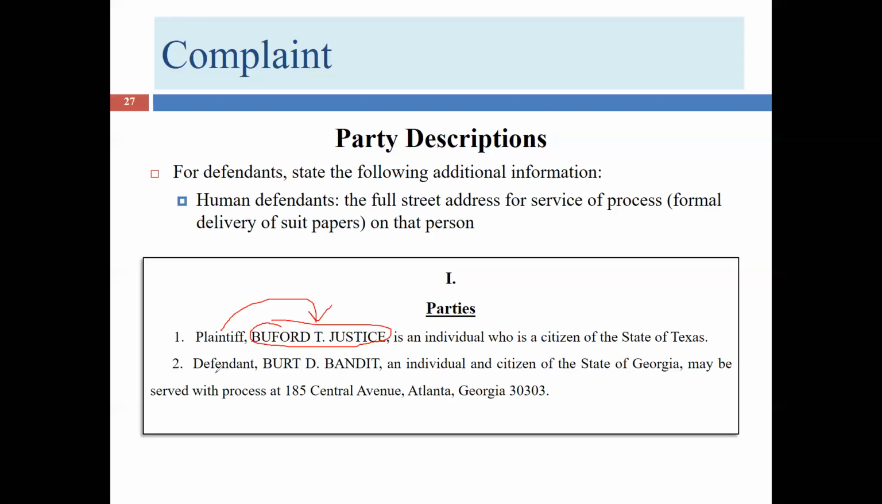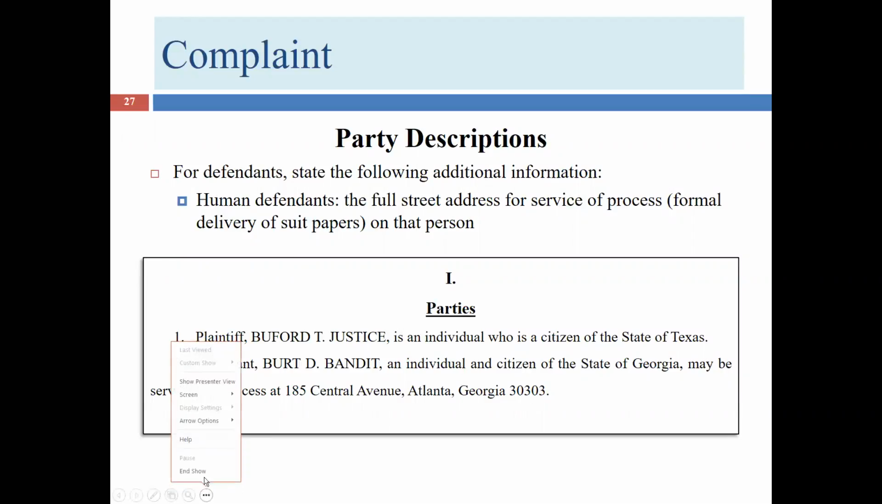The same thing is here with our defendant, comma, Bert D. Bandit, comma, an individual and citizen of the state of Georgia. And again, this is another parenthetical about Bandit, so we're going to have to keep it within commas. So this comma is actually dual purpose. It's the brackets around this one, and it's the brackets around this one. May be served with process at this location. Okay, so let me go ahead and clear this. Let's go back and look at our other, the Jackson lawsuit here.